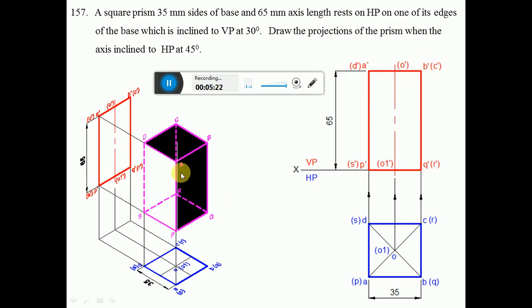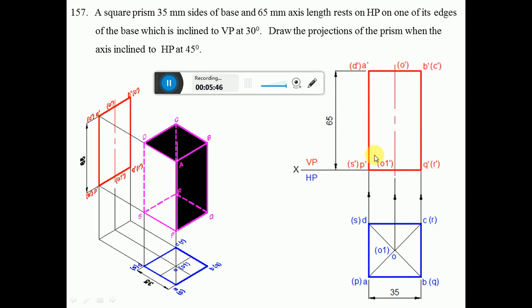So since we have joined A to P, B to Q, C to R, and D to S, since A dash is a visible point, P dash is a visible point, so visible to visible is visible, so you dark that. Similarly, B dash is a visible point, Q dash is a visible point, visible to visible is visible, dark them here also.